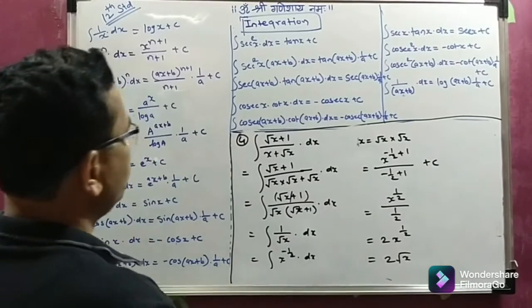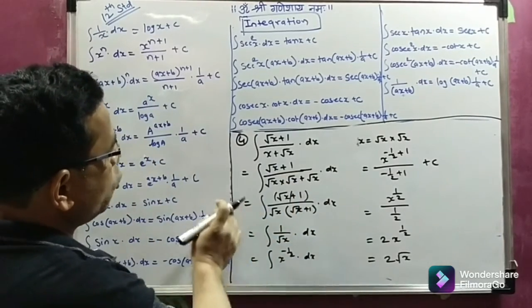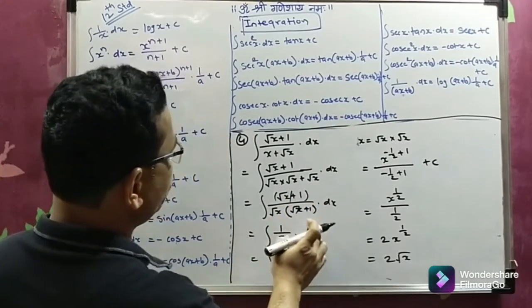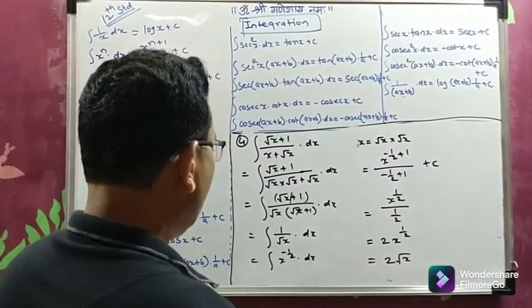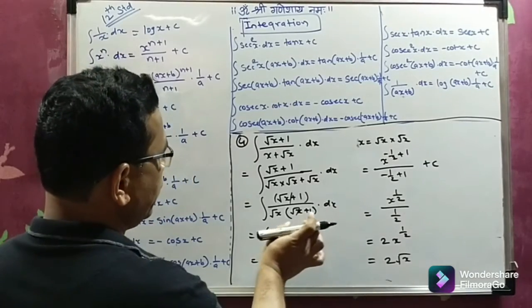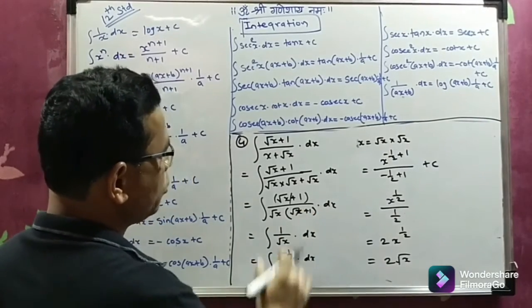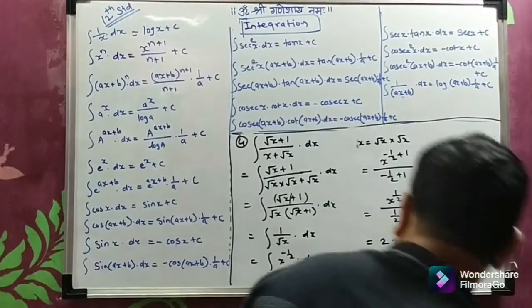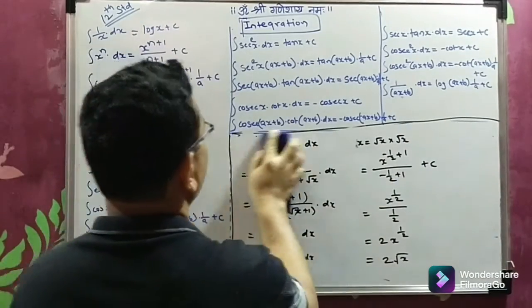What have we done? We have taken root x as common to make this simplification, and we have cancelled the root x plus 1 here. So we have taken this root x common and solved the problem. Now we will move to the further problem.